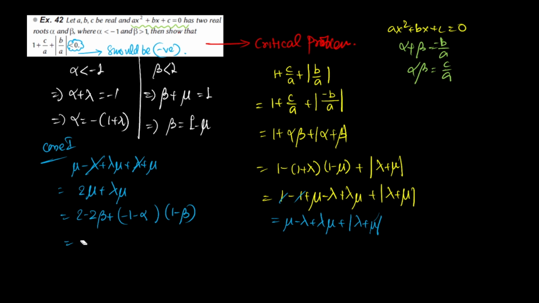Let me just calculate. Okay, 2 minus twice beta minus 1 plus beta minus alpha plus alpha beta. 2 minus 1, 1 minus beta minus alpha plus alpha beta. Where did alpha beta come from?